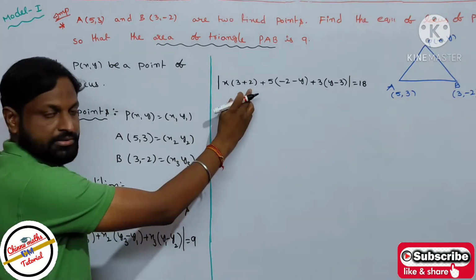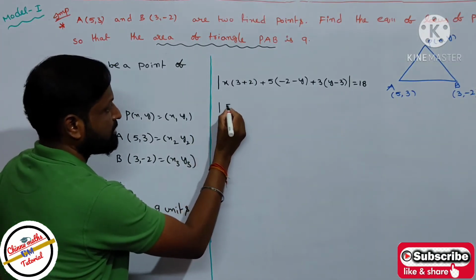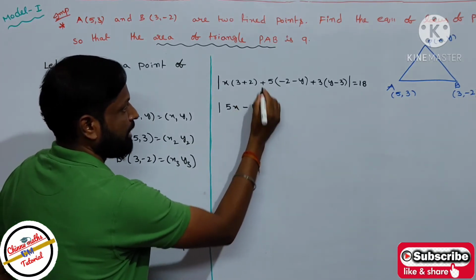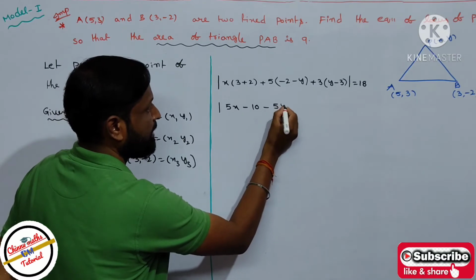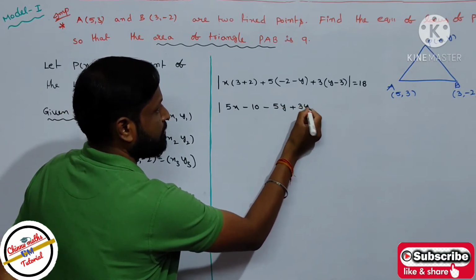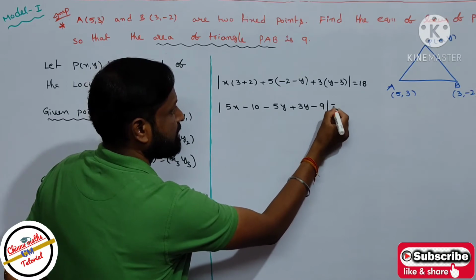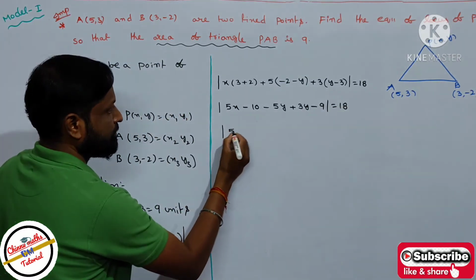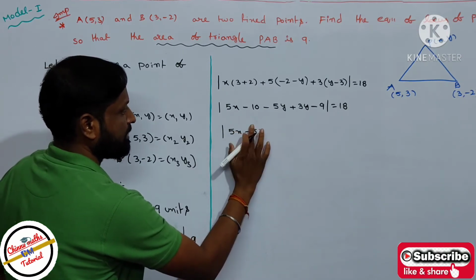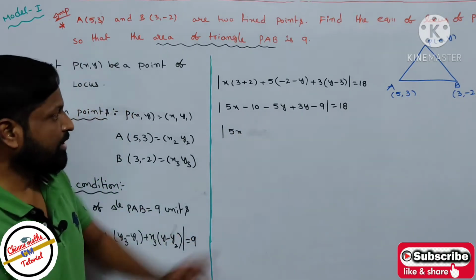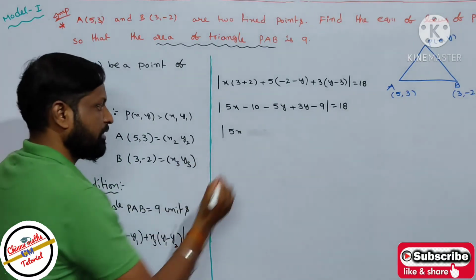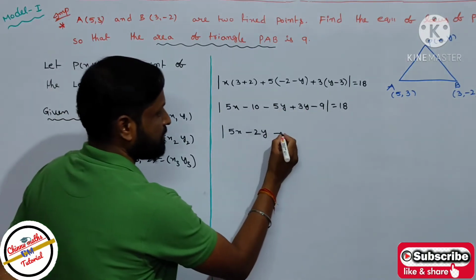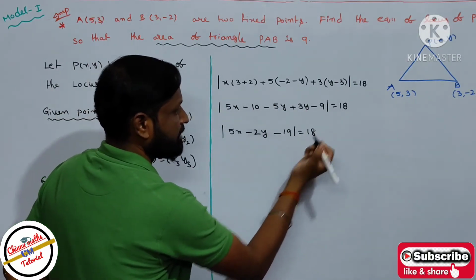3 plus 2 equal to 5, 5 into x equal to 5x. Okay, plus into minus, minus 5 into 2 are 10, again plus into minus, minus 5 into y, plus 3 into y, plus into minus, minus 3 into 3, 9, equal to 18. Then calculate the modulus of 5x minus 5y plus 3y equal to minus 2y. Next, minus 10 minus 9, that is equal to minus 19 equal to 18.